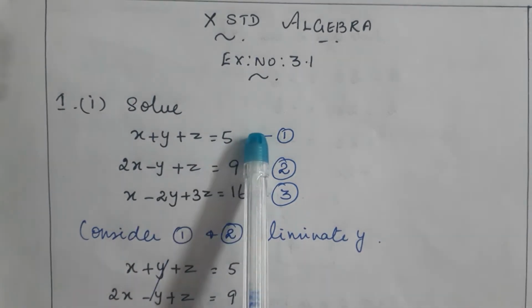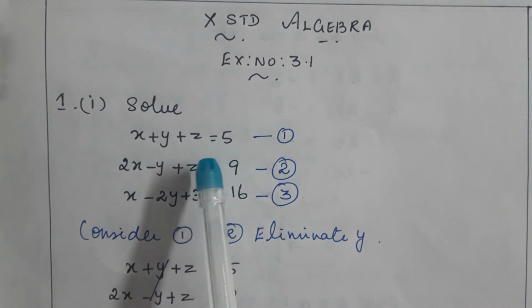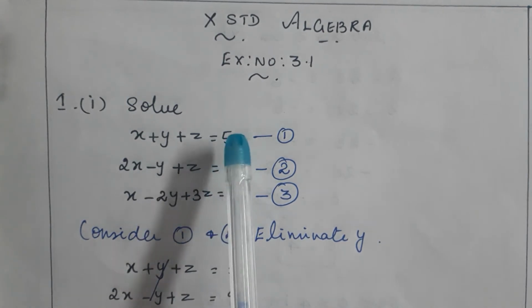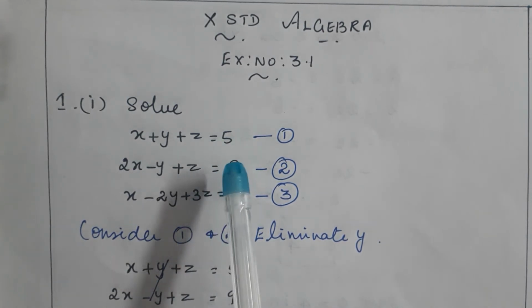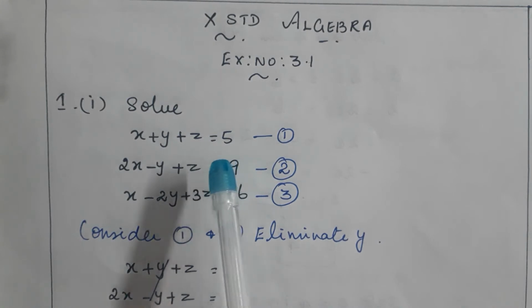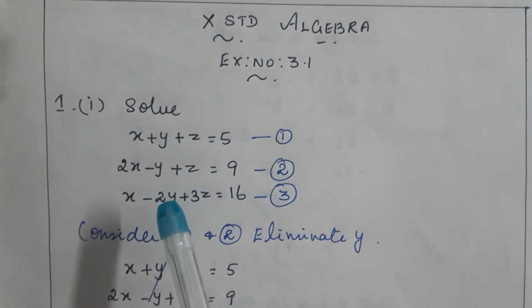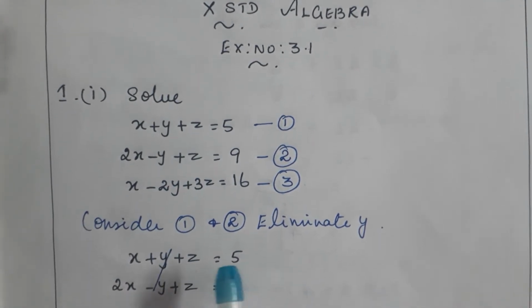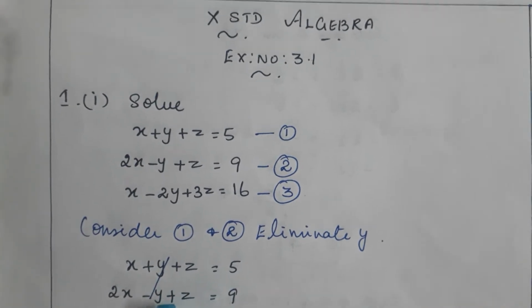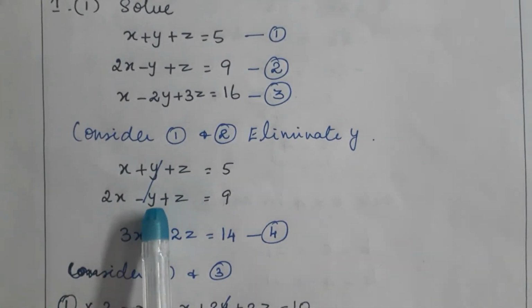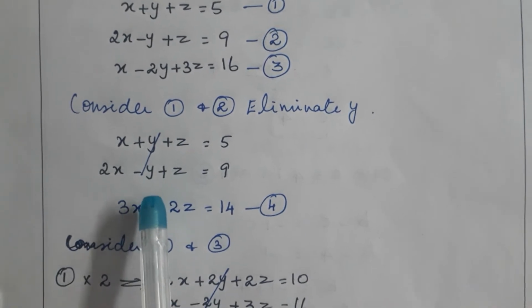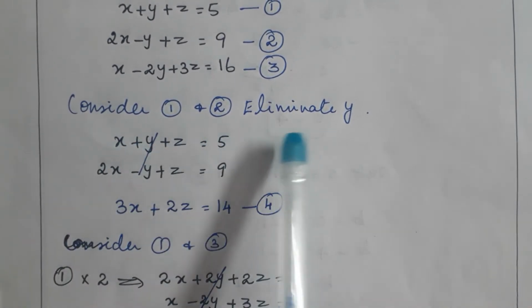Either we can take 1 and 2, or 2 and 3, or 1 and 3. Two sets of pairs we are going to take and eliminate the same variable from the first set as well as from the second set. In this problem, I am going to take equation number 1 and 2. From equation 1 and 2, I am going to eliminate the variable y.